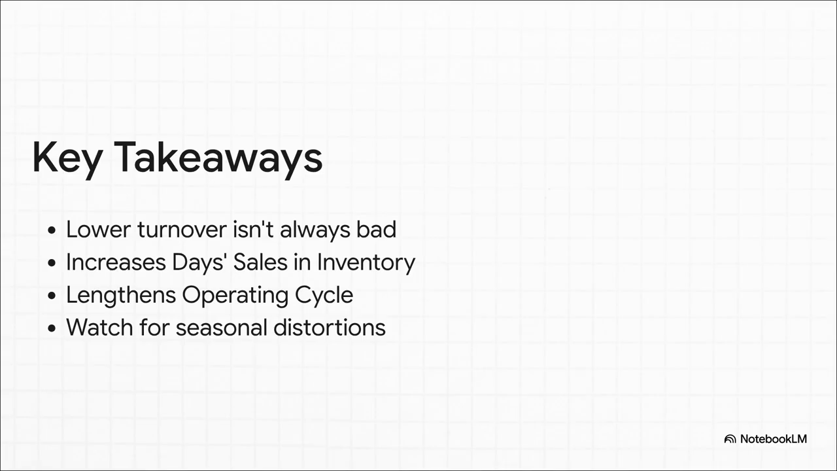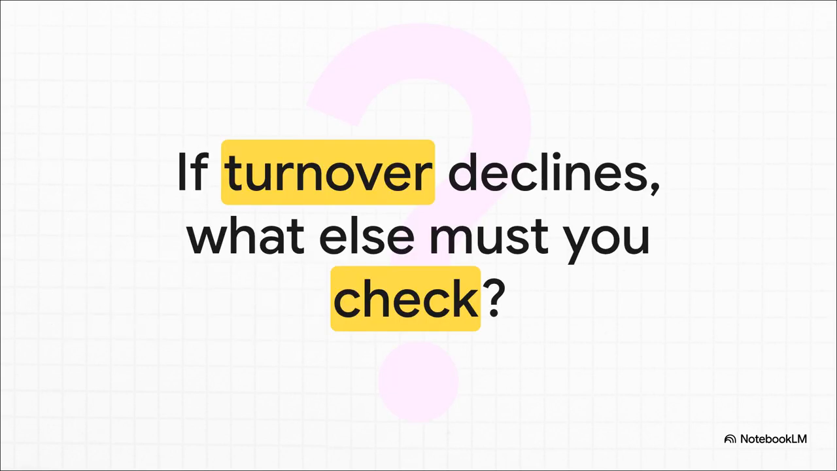Oh, and one more thing. Always watch out for those seasonal distortions when you're calculating your averages. So, I'm going to leave you with one final thought to test your instincts. If a scenario shows declining inventory turnover, what else absolutely must you check before you assume the company is failing? You've got to check the sales trends and industry benchmarks. Because, as we've just seen, sometimes a dropping turnover ratio is exactly what a massive success story looks like on paper. Keep the context in mind, and you will absolutely nail these questions every single time.